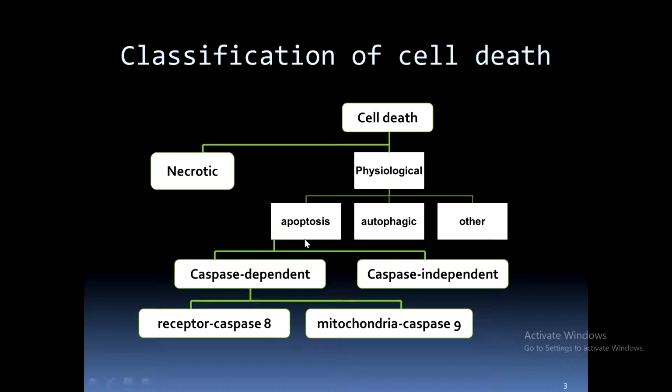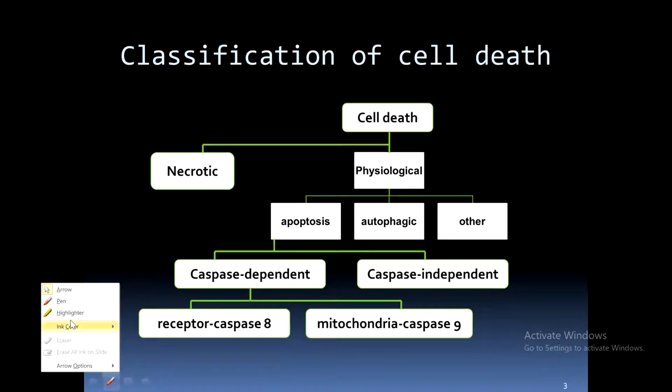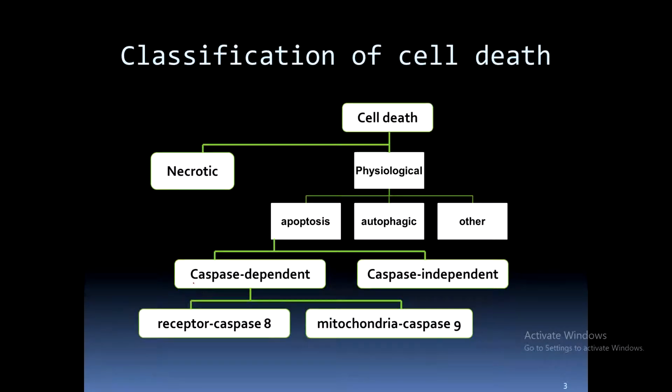If we further divide apoptosis, it could be caspase dependent apoptosis and caspase independent apoptosis. My dear students, just remember this. Caspase is an enzyme, derived from C for cysteine and asp for aspartic acid. So this enzyme has cysteine and aspartic acid, and there are basically two types of caspases: those that initiate the intrinsic pathway, which are the mitochondrial caspases, and the receptor caspases. One is the initiator caspases and the other is the executionary caspases.